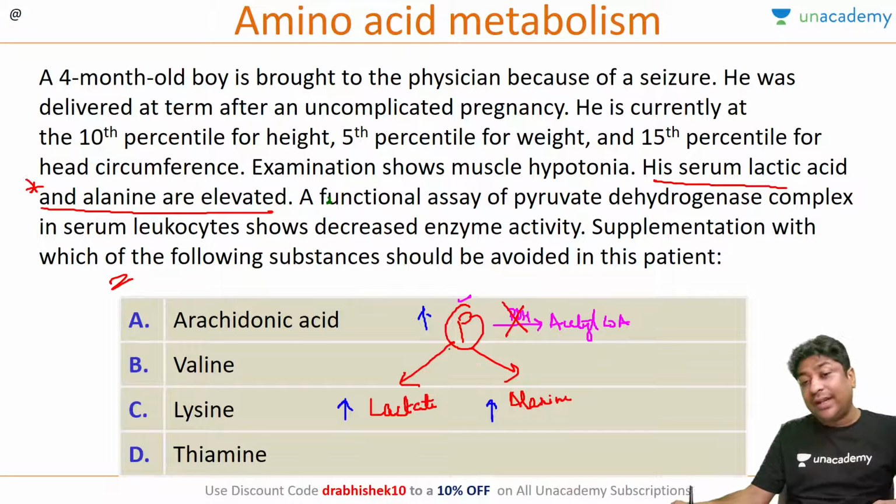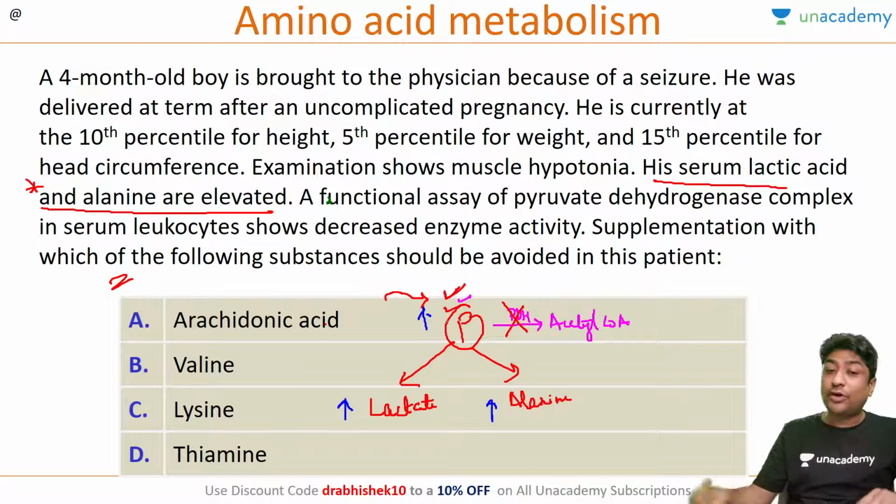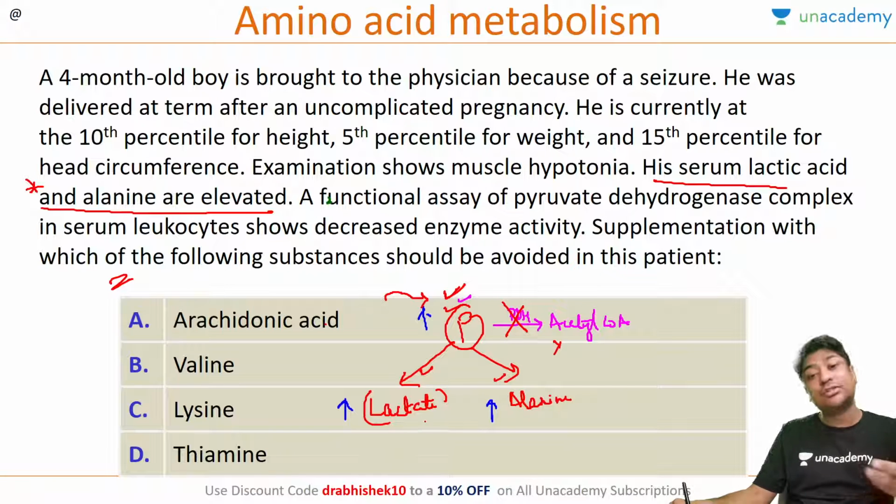Now we should avoid anything which will increase the pyruvate level. We should avoid anything which will get converted into pyruvate, because then this pyruvate cannot go into this pathway, so it will go into either lactate or alanine, and this lactate will further cause harm because it will cause lactic acidosis. So let's look at the options now.